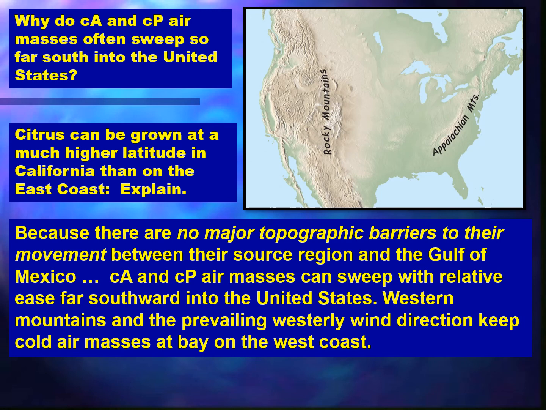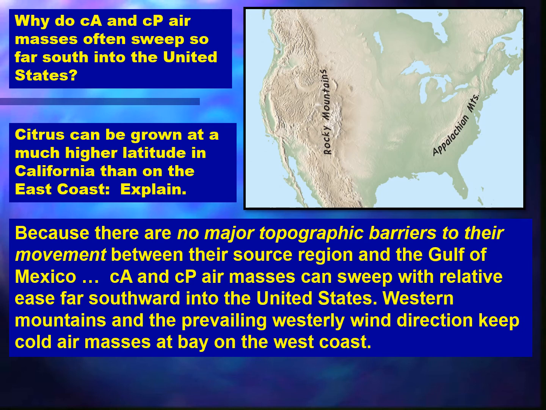We've discussed that the two air masses that are most likely affecting the eastern two-thirds of the United States, or east of the Rockies, are continental polar and maritime tropical, and those come into the United States all the time. But a specific question here, up there at the top left: why do continental polar, and sometimes continental Arctic, air masses often sweep so far south into the United States?